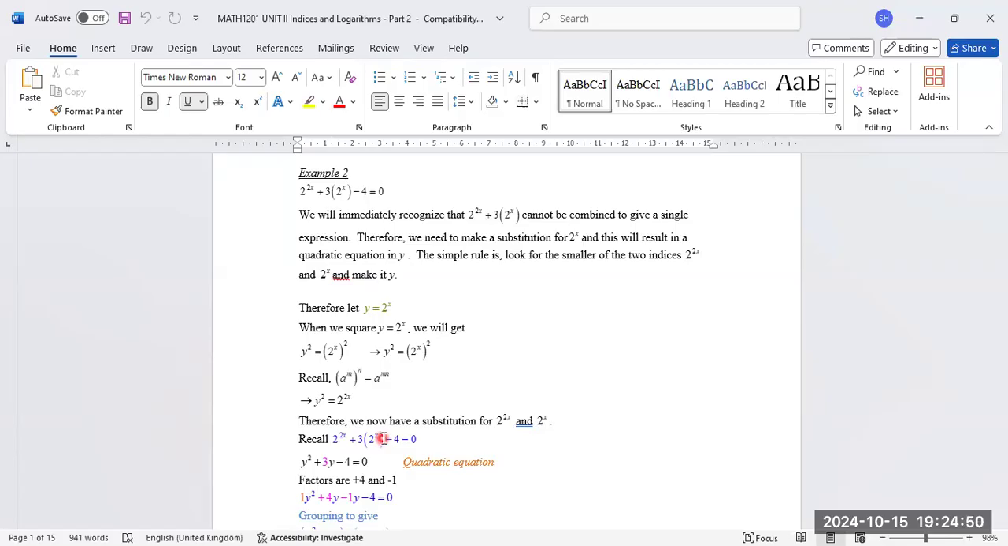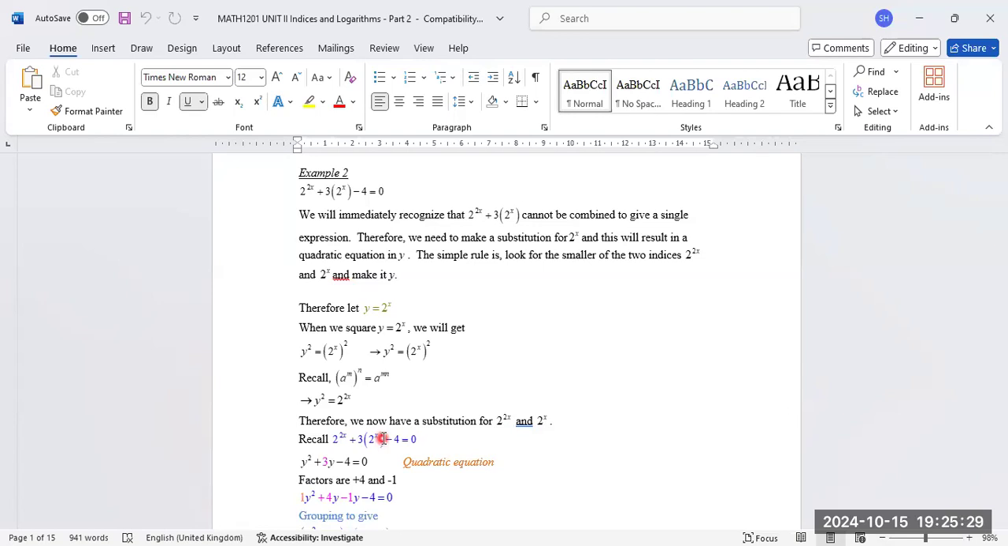So this is it now. You're given 2 to the 2x plus 3 times 2 to the x minus 4 equals 0. We have to recognize that the function cannot be combined. The first two terms cannot be combined because they are different terms. One term is raised to the 2x and the other is raised to only x. The term raised to the 2x is moving at a faster rate than the other term. So therefore, two different terms.